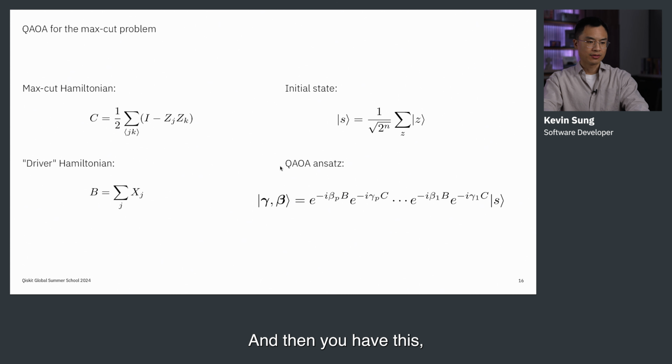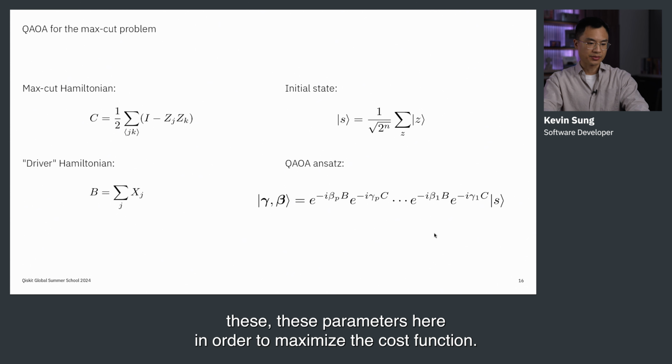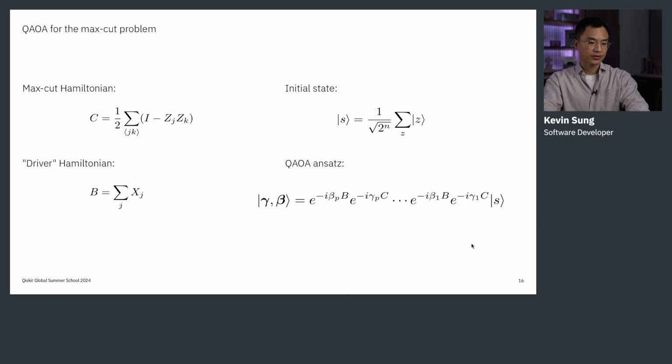And then you have the QAOA ansatz, which is a quantum circuit, or rather a state, where the circuit is constructed by applying alternating applications of time evolution by either the max cut Hamiltonian or the driver Hamiltonian. And the evolution times here are free parameters. So in practice, you would optimize these parameters in order to maximize the cost function.